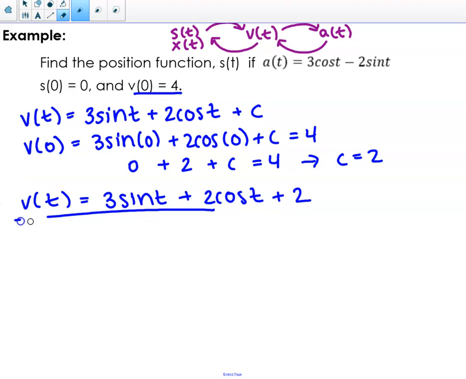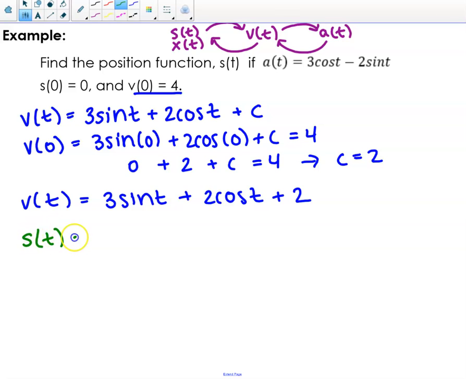So that's our velocity function. So now we want to find the position function, so we're going to take the antiderivative again. So let's do s of t. So the antiderivative of 3 sine t is going to be negative 3 cosine t. The antiderivative of 2 cosine t is going to be 2 sine t. Antiderivative of 2 is going to be 2t.